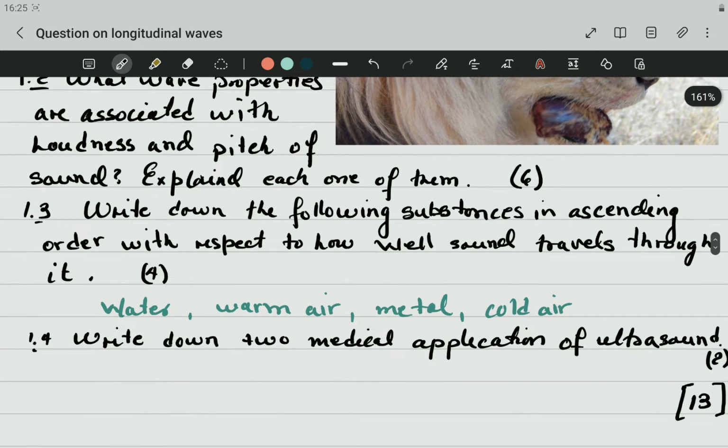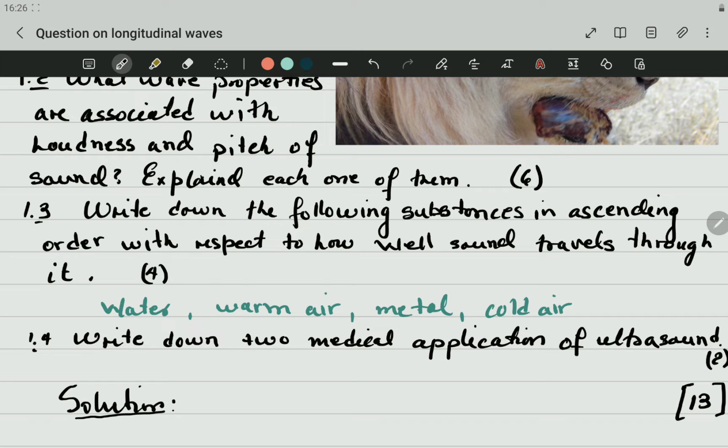1.3. Write down the following substances in ascending order with respect to how well sound travels through it. The materials, the mediums we are talking about, are water, warm air, metal, and cold air. And 1.4, write down two medical applications of ultrasound, for 2 marks. The total is 13 marks. So we are going to start now with the solutions.